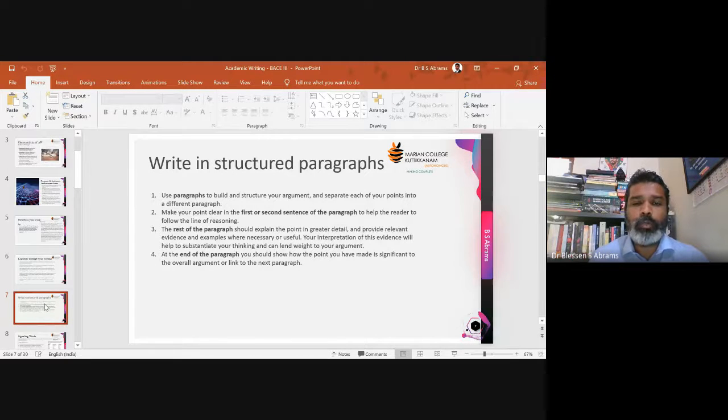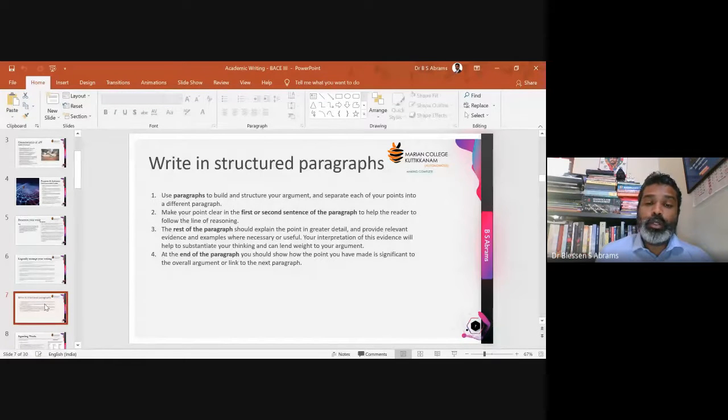The rest of the paragraph should explain the point in greater detail and provide relevant evidence and examples where necessary or useful. Your interpretation of this evidence will help to substantiate your thinking and can lend weight to your argument. So think of your interpretation of the evidence that you have received from some other source as well. You are giving weight to your brain as well. Your interpretation of this evidence will help to substantiate your thinking, because thinking is the most important thing, be it creative or critical thinking. If you can add it to your paragraph, you are done with it. You can lend weight to your argument.